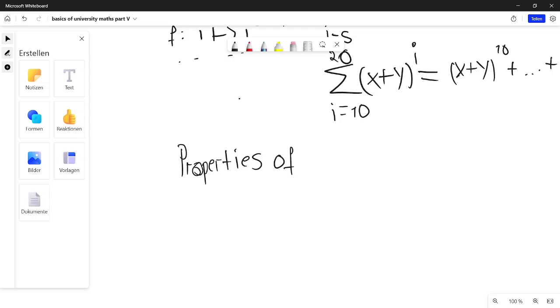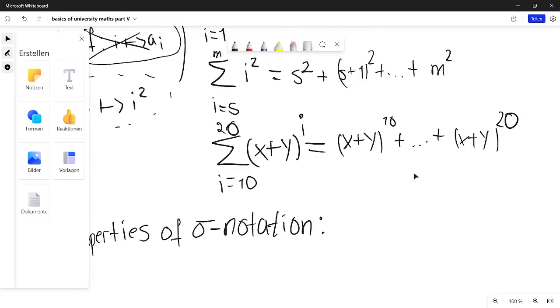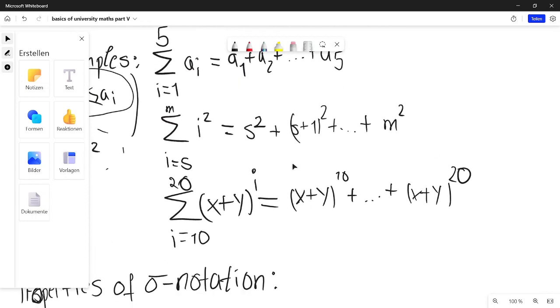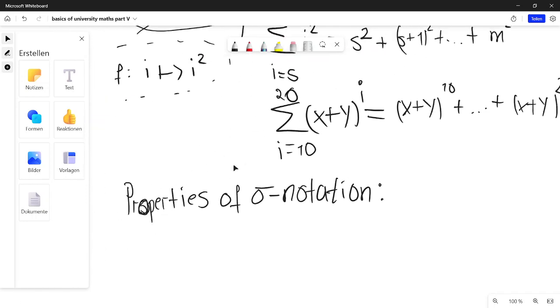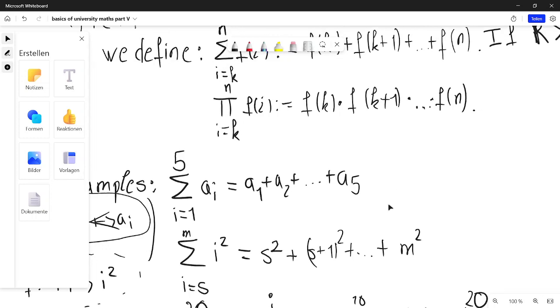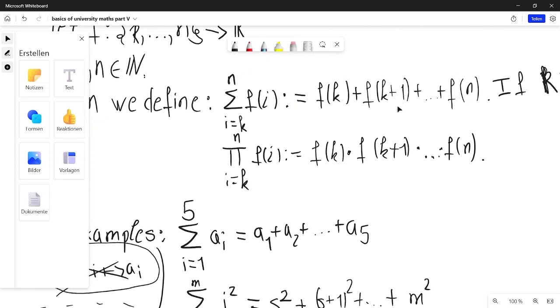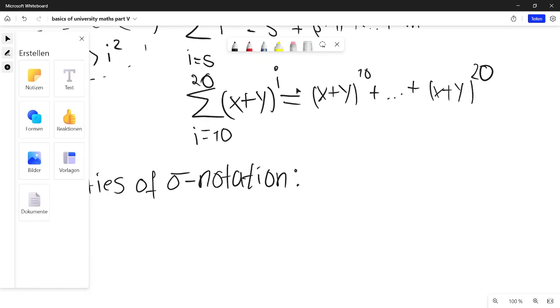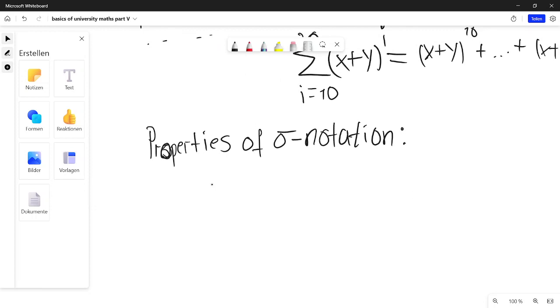Properties of sigma notation. If you want to prove them rigorously, you can do that, and I'll explain in a minute how it goes. But you really don't need a proof to see it. You can just write it down exactly like this, with those dots of omission, and you can just see that it works. All right, properties of sigma notation.